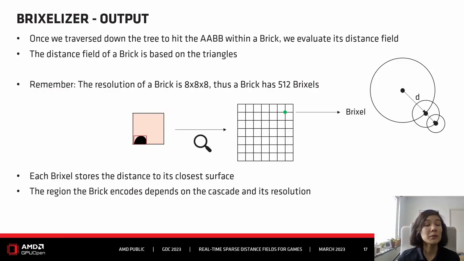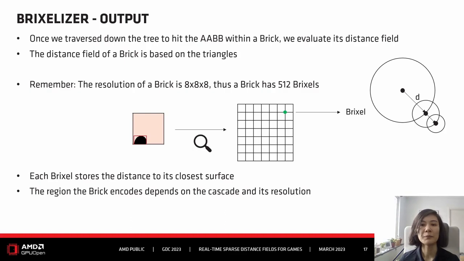Yeah, so once we traverse down the tree, we end up in a brick. If you don't end up in a brick, then the ray didn't intersect with any geometry in the scene, and it will be just a miss. But assume we are hitting a brick, then we need to evaluate its distance field, and the distance field itself will be based on the triangles and not an AABB, otherwise it would be very, very approximate. So that's one of the triangles.